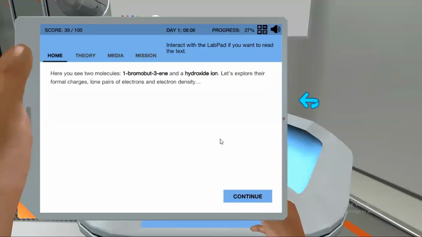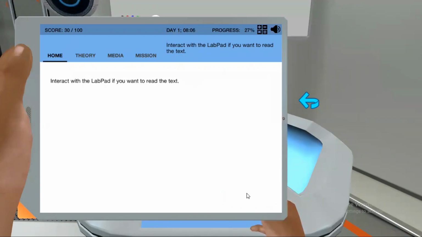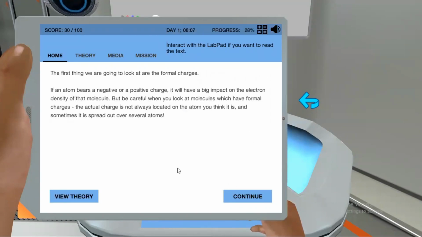Here you see two molecules, one bromo-but-3-ene and a hydroxide ion. Let's explore their formal charges, lone pairs of electrons and electron density. The first thing we are going to look at are the formal charges.